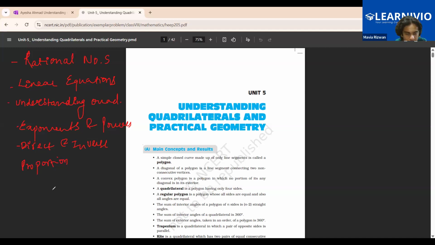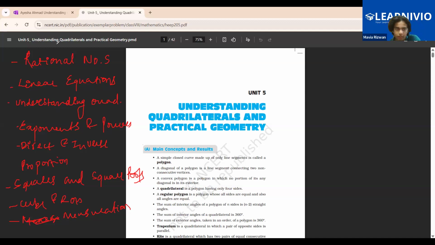What else have we done? We have done squares and square roots. We have done cubes and cube roots. We have done mensuration. By far, 1, 2, 3, 4, 5, 6, 7, 8 chapters we are done with. Am I missing any chapter that we did? I don't think so. This is all we did.